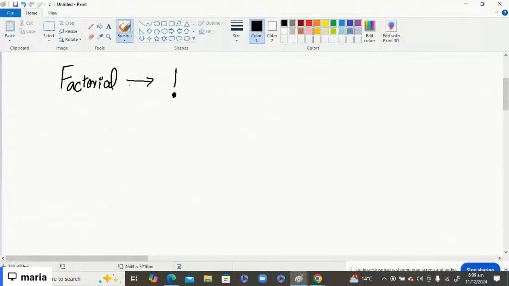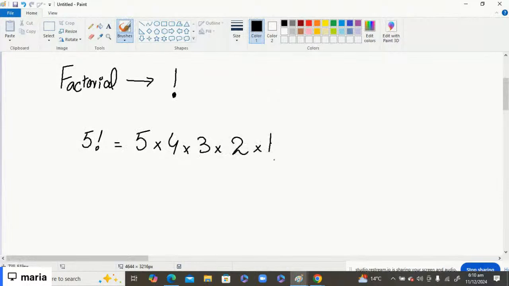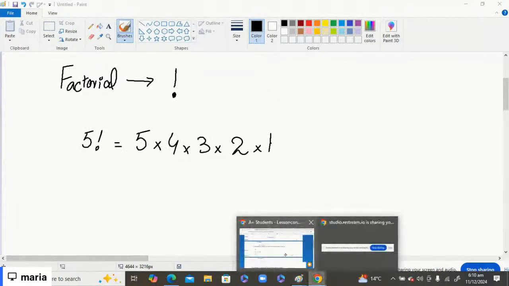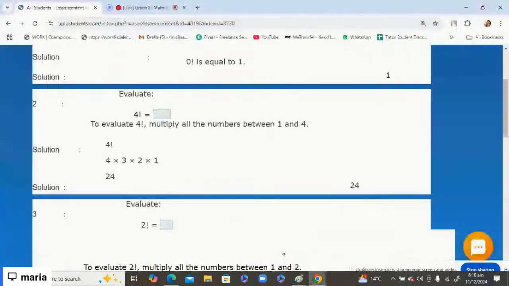Alright, if they say, for example, 5 and then put this sign, this means 5 factorial. What does it mean? It means you put the 5 first, then multiply by all the previous numbers: 4, 3, 2, 1. Okay, so in this way you are going to solve it.